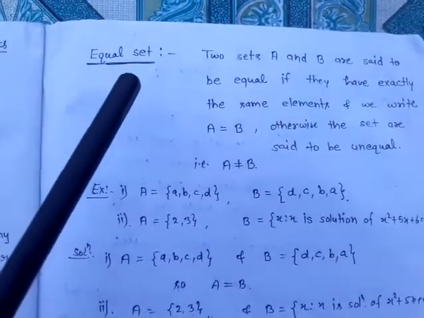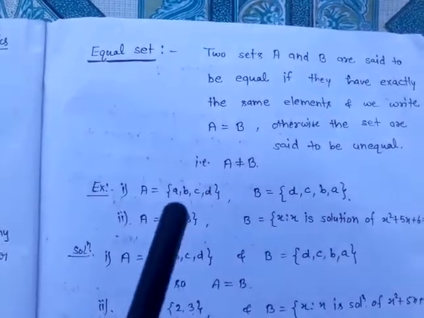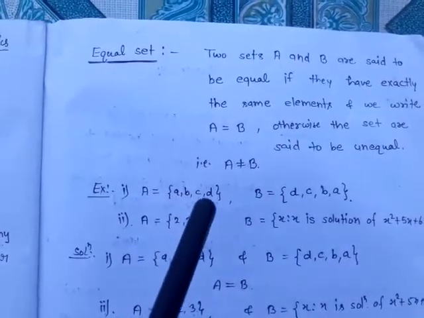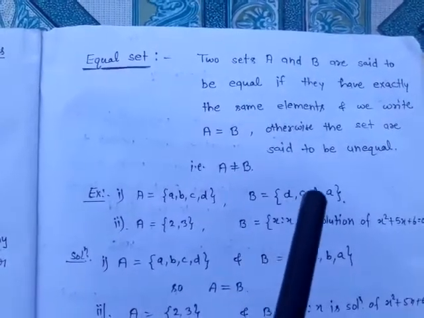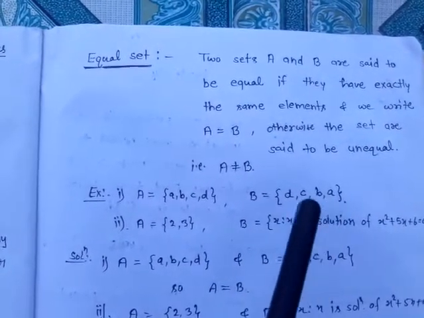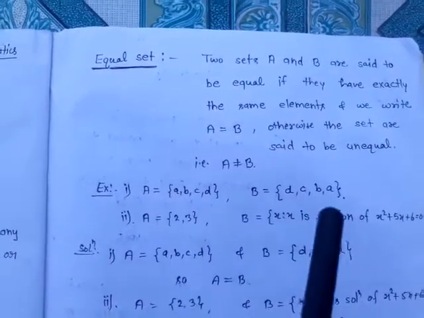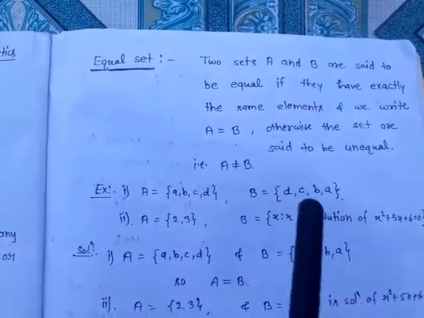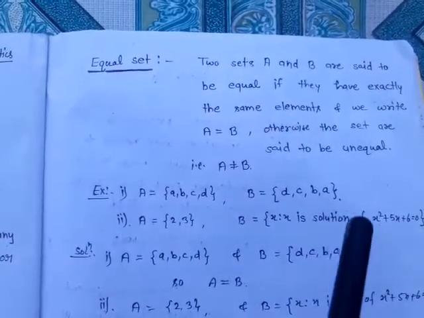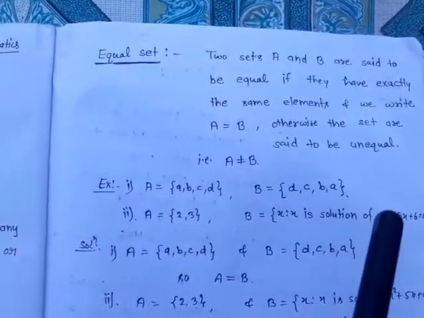Now examples. Capital A is equal to {a, b, c, d}, there are four elements a, b, c, d, and capital B is equal to {d, c, b, a}, which also has four elements a, b, c, d. Here A and B have the same number of elements and the elements are also the same, so A and B are equal sets.